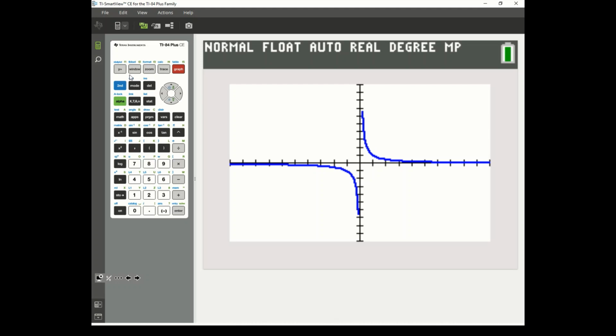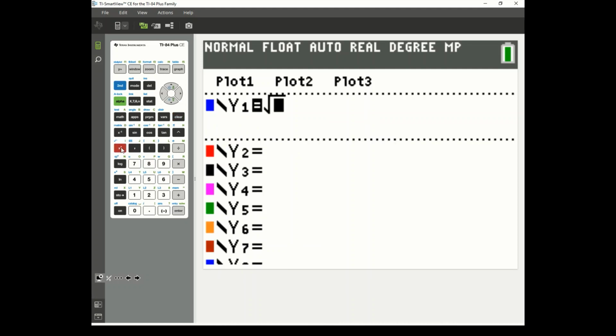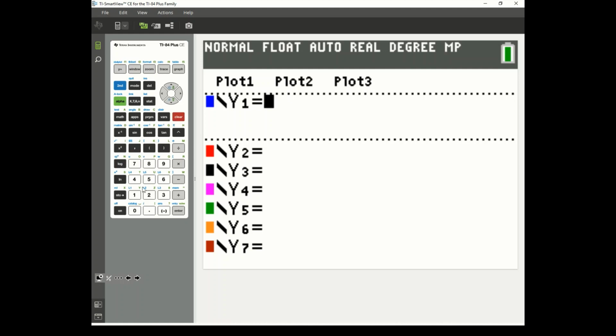We never did an example with, let's say, a square root relationship. If I want to know what a square root relationship looks like, I just go square root, select x, and graph it out. That's what a square root graph looks like. Well, what does an inverse square root graph look like? If I go 1 over square root x, what does that look like?